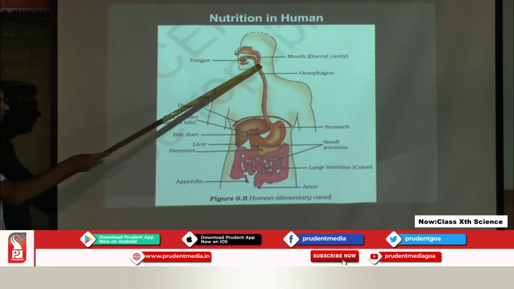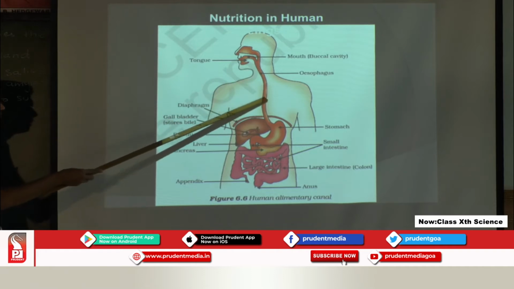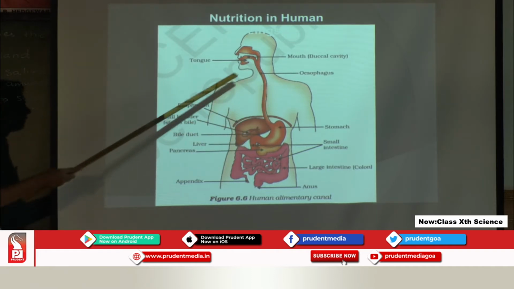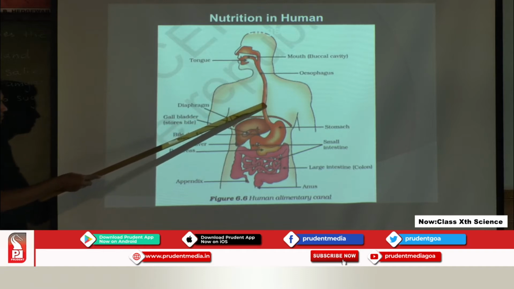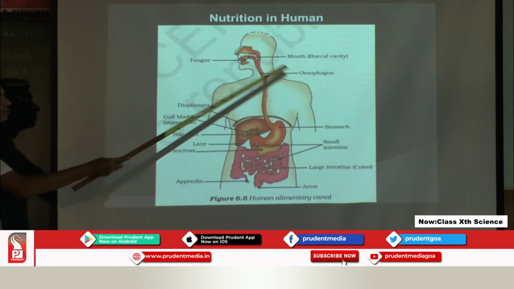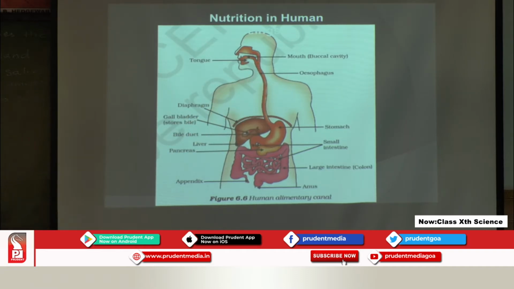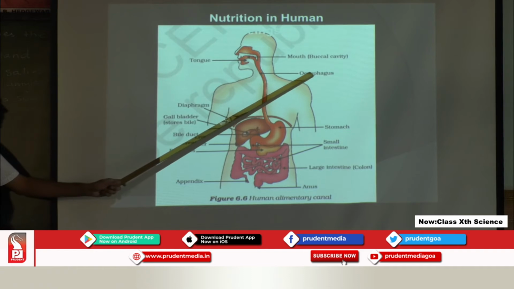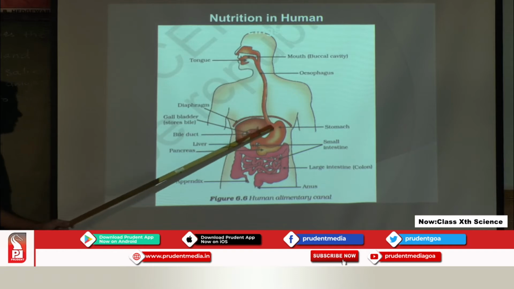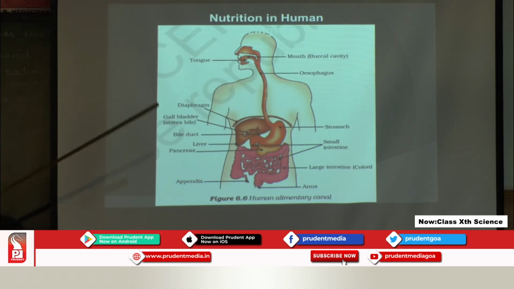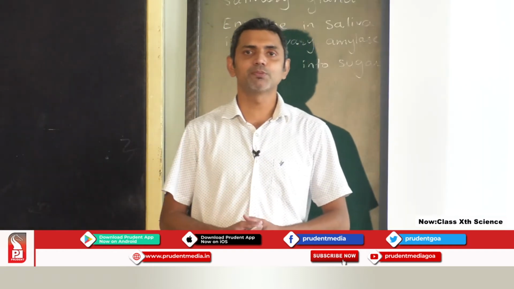food will enter from the mouth to the stomach, and the food will pass from the mouth to the stomach through the esophagus. So, the esophagus transfers food from the mouth to the stomach. Esophagus is also known as the food pipe. Now, the movement of food takes place right from this point up to here. Okay. This movement is known by a special name.